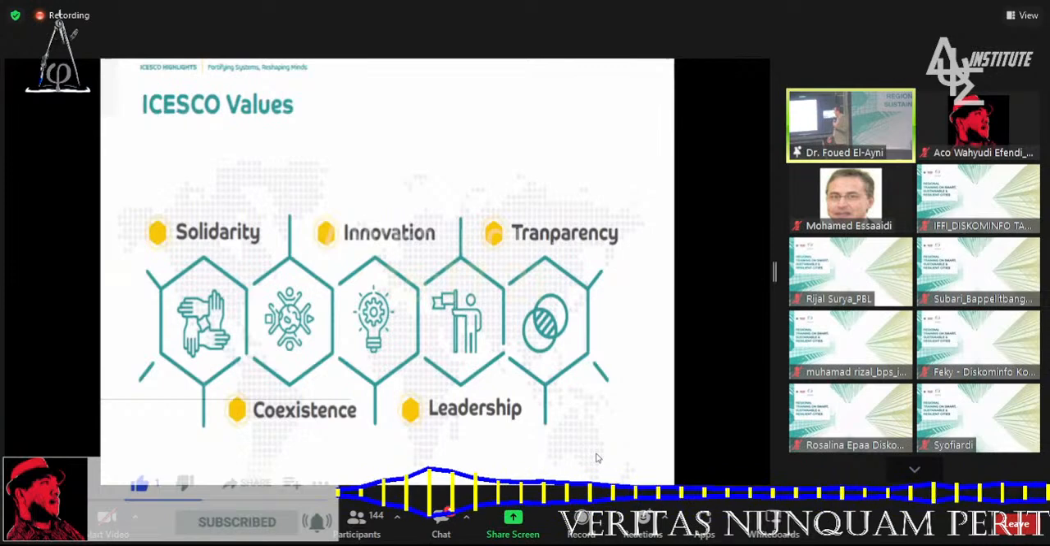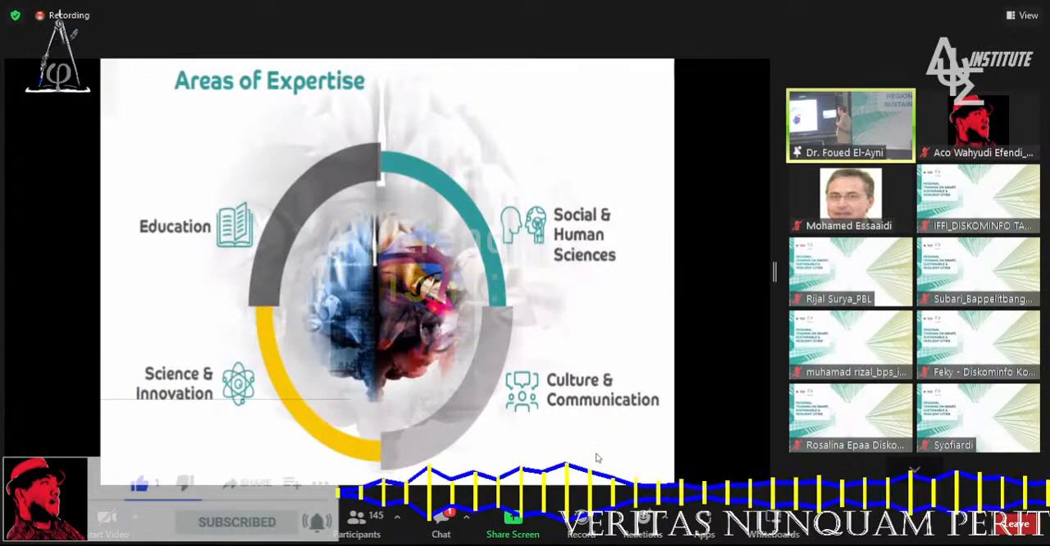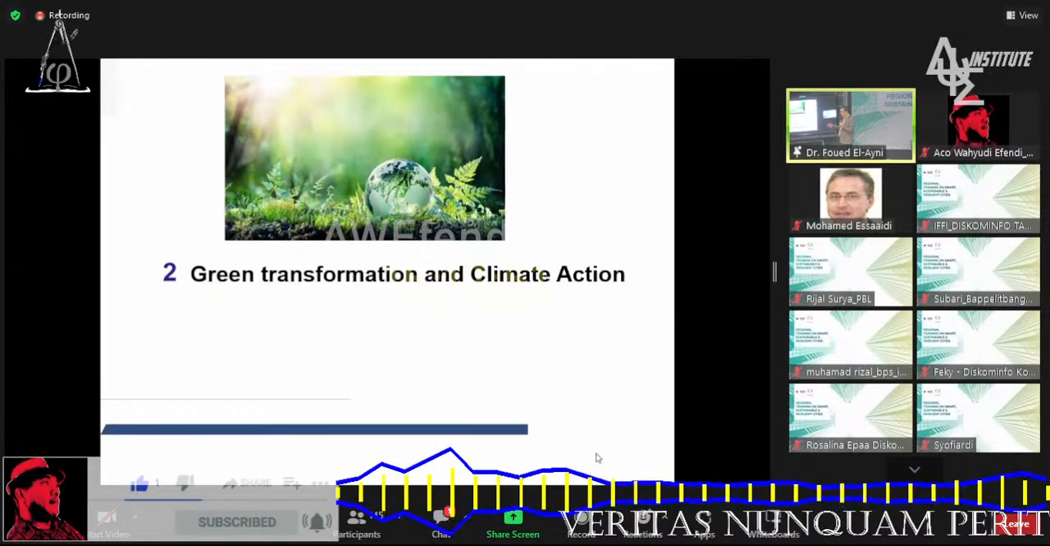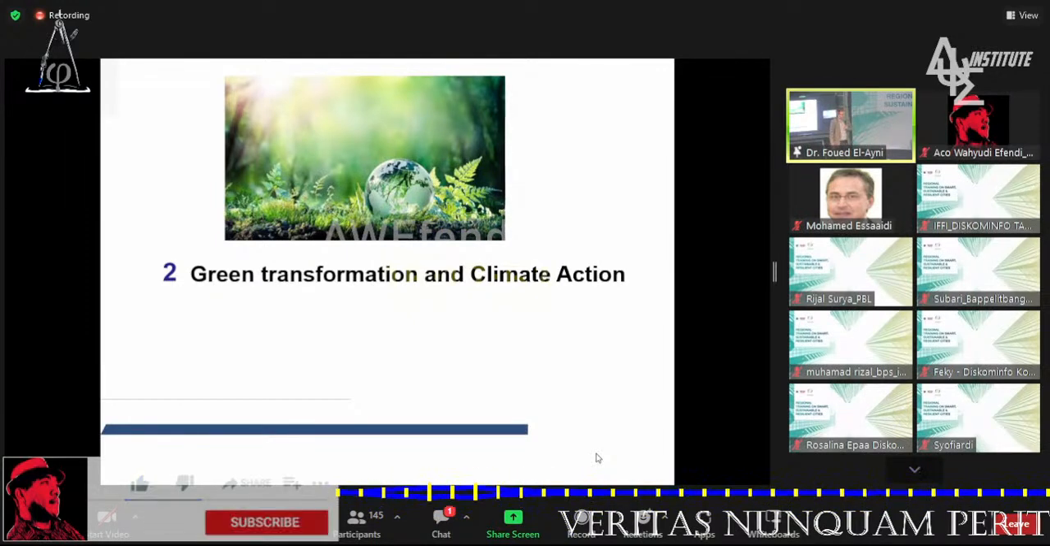So what are our values? Cisco's values are solidarity, innovation, transparency, cohesion, coexistence, and leadership. These are our main values. Next slide. Our areas of expertise, as I already mentioned: education, science and innovation, social and human sciences, and culture and communication. Our main flagship program in Cisco related to the environment is the program on green transformation and climate action.